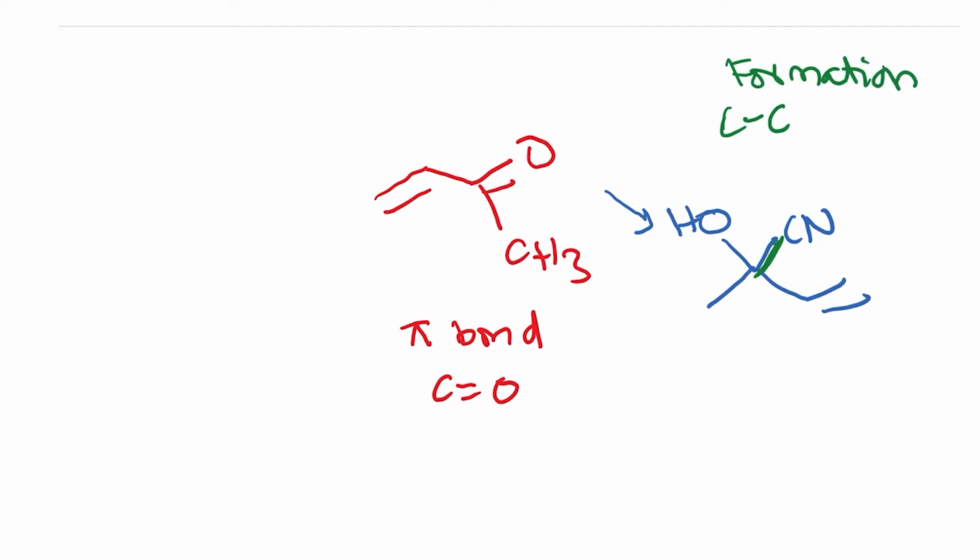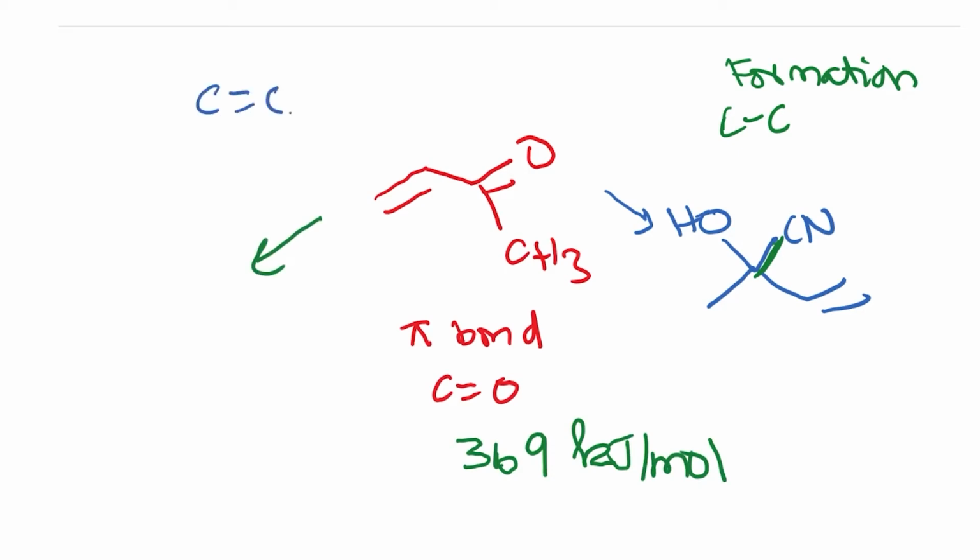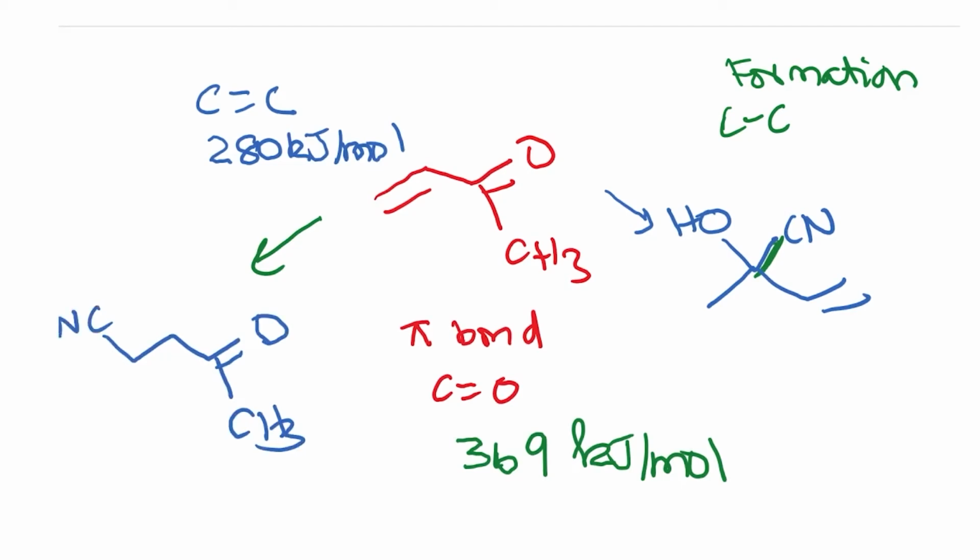Typically this pi bond is around 369 kilojoules per mole, whereas in the second case where there's a 1,4 addition, the carbon-carbon double bond is broken, and this bond is about 280 kilojoules per mole. So the product that is formed is this. And again here as well, you form a new carbon-carbon bond. This is a carbon-carbon bond here, and this is another carbon-carbon bond here.